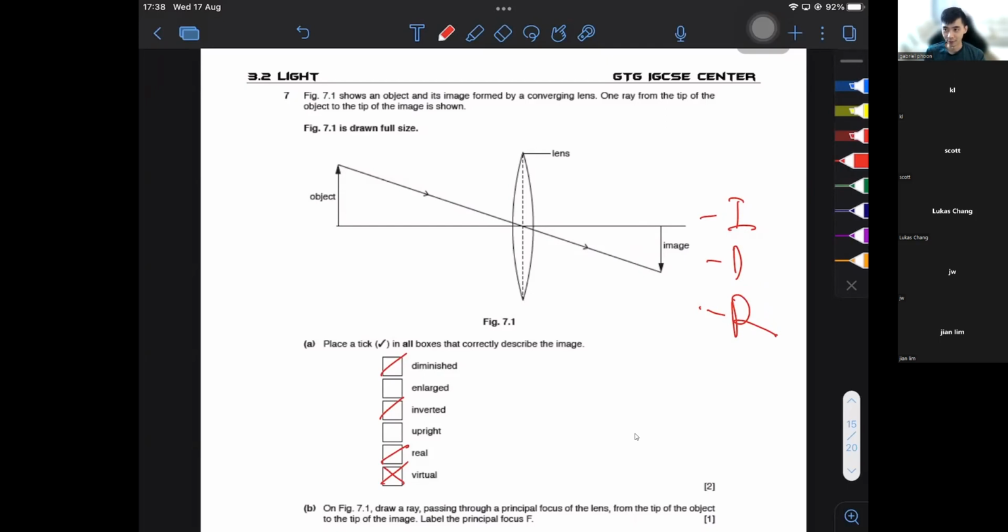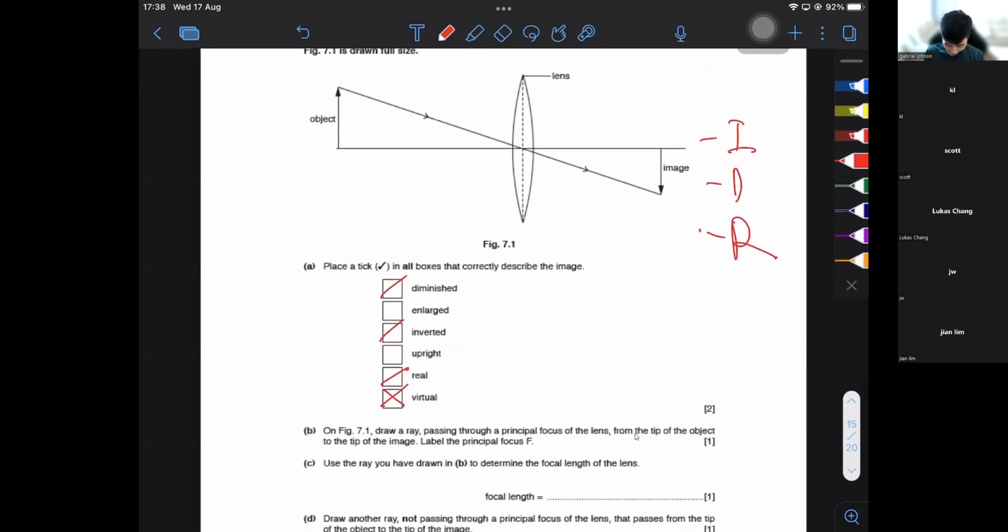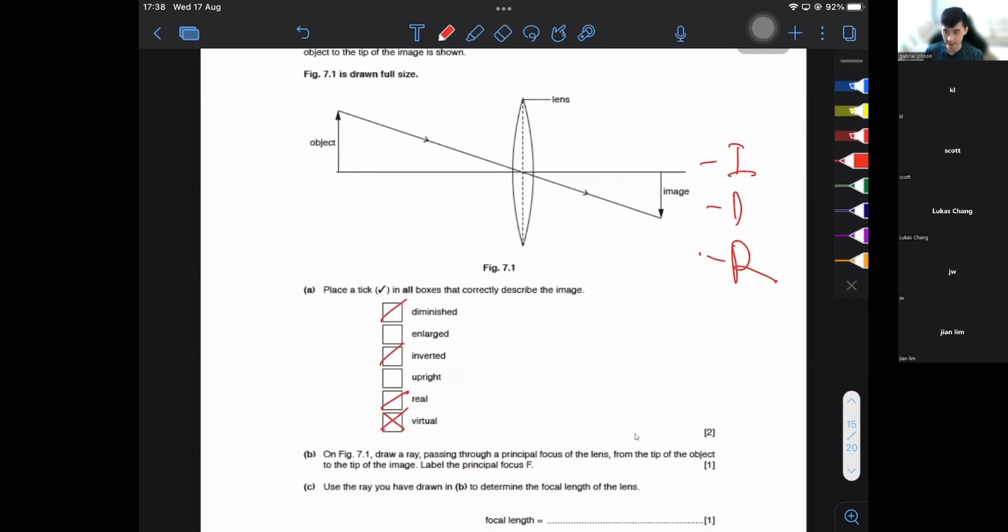Because it's formed by real light, so it must be real, right? Then from here, they ask you to draw the light ray, right? And if they ask you to draw a light ray, looking here, this is the second light ray, right? Usually, if you're asked to draw the first light ray, you just draw the one that is parallel with the axis. Then this here, you cut through the focal point, but you don't know where the focal point is, but you can connect it to your image here. From here, I can tell that.